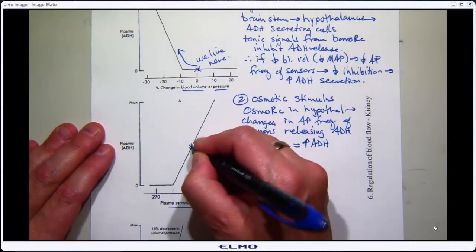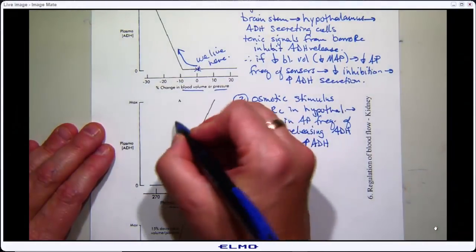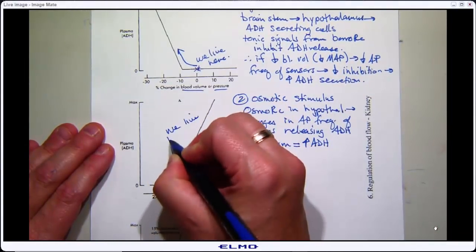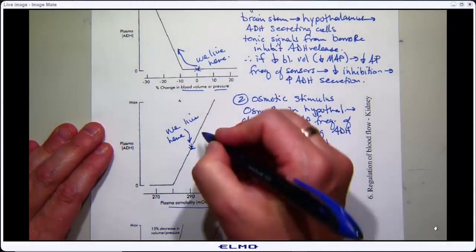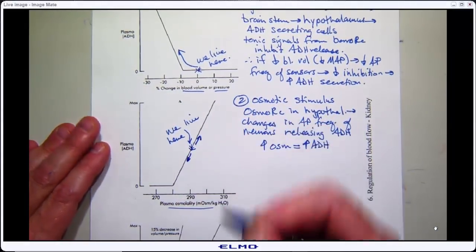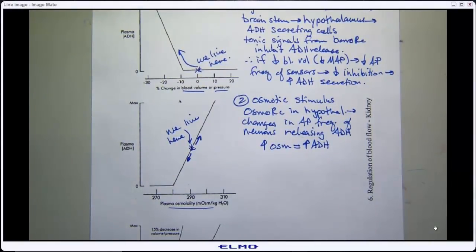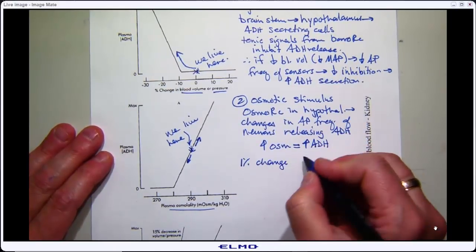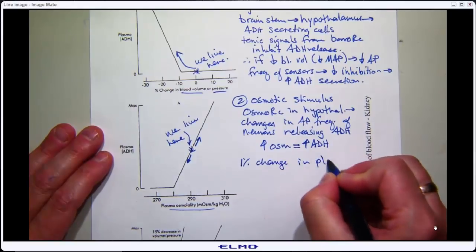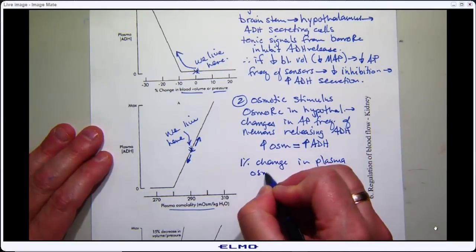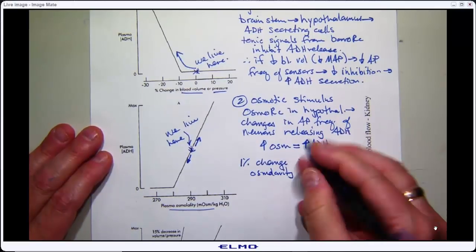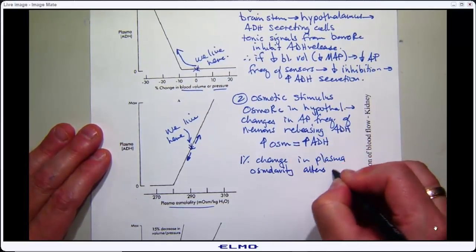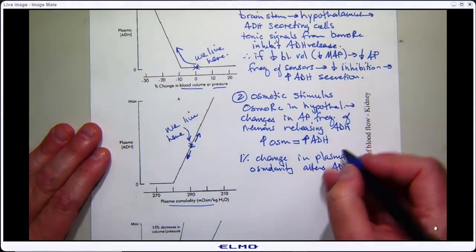We live with an osmolarity of around 290. So we live on the steep part of the curve, the very sensitive part of the curve. So very small changes in osmolarity will result in a change in ADH, right? It could be as small as 1%. So even a 1% change in plasma osmolarity is going to alter our ADH release.